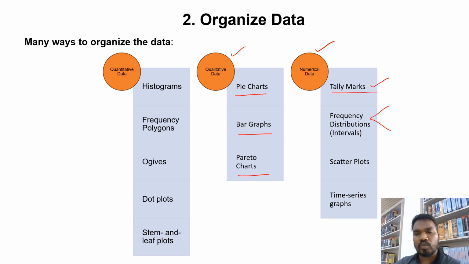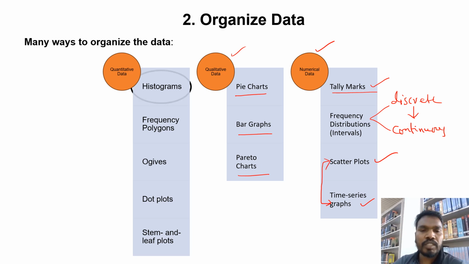As I said, there are two types. One is discrete, the other one is continuous. And then we already learned how to convert this discrete to continuous class intervals because of the importance of the continuous class intervals. The scatter plots and time series graphs, I'll make videos on these two later. So in this session our focus will be histograms.